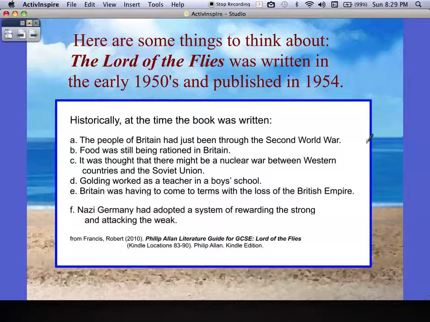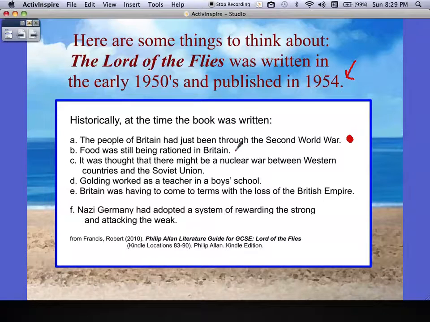So basically, I'm going to talk about history and society in the 50s. The book was written in the early 50s and published for the first time in 1954. And I don't care if you remember the date so much as remember that we're talking about the early 50s. So the things to remember is, first of all, Great Britain, which is where Golding lived, England, had just come through the Second World War.